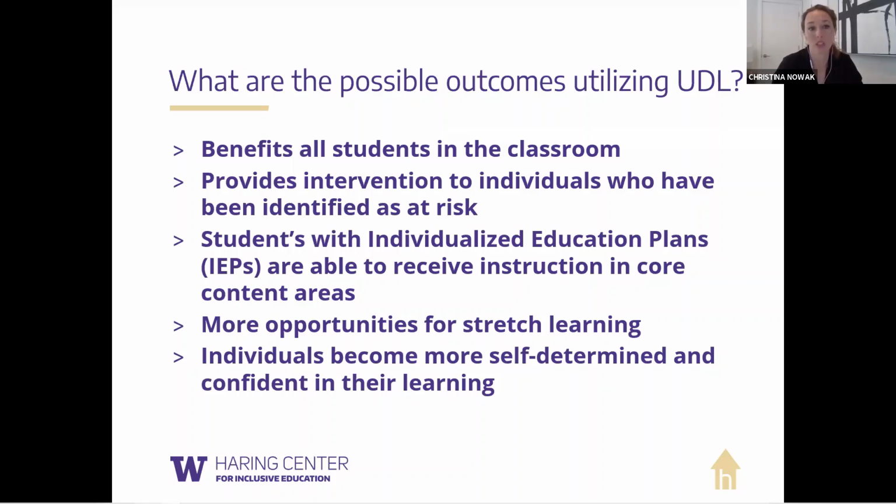We want to make sure when using UDL that we are using more opportunities for stretch learning. Again, that's where I think the action and expression piece is so cool, because you could make an entirely different rubric if you wanted for stretch kids to really show their stretch thinking, or include it on the same rubric so that other kids can see where they can try to stretch. Like, here's where you are, here's where I think you can be. And then ultimately it will help make individuals more self-determined and confident in their learning.